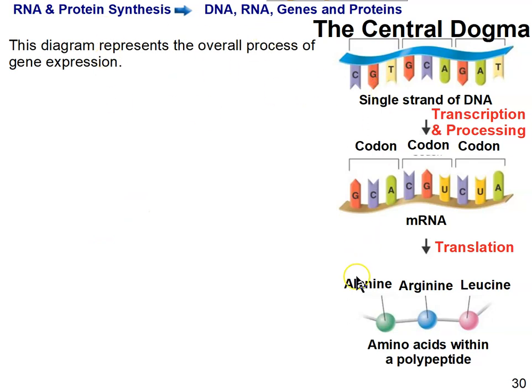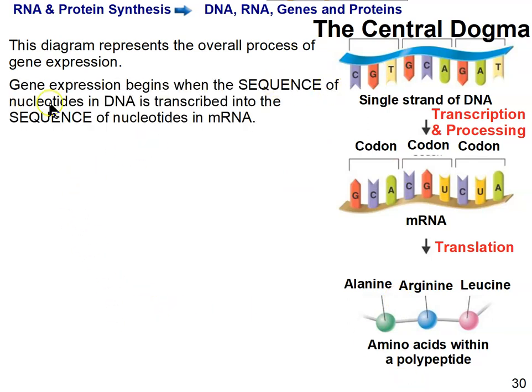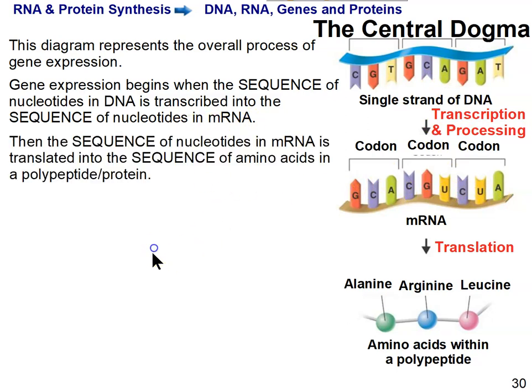This diagram represents that. The process of gene expression, mostly. Again, there can be some processing and regulation after the polypeptide or protein is made through translation. But most of gene expression is here. And it begins with the sequence of nucleotides in DNA, that's what we're seeing here, that's transcribed and processed into the sequence of nucleotides in messenger RNA. Then the sequence of nucleotides in messenger RNA is translated into the sequence of amino acids in a polypeptide or protein. And that's what we're seeing here. Messenger RNA is translated into the amino acid sequence in a polypeptide or protein.